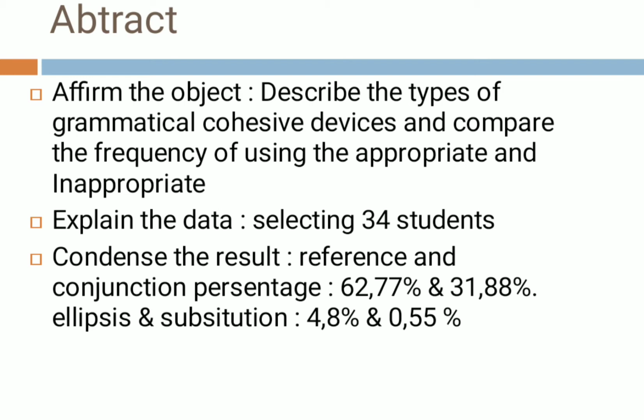The results of this article: the first one, reference, is 62.77%. Conjunction is 31.88%. Ellipsis is 4.8%, and the last one, substitution, is 0.55%.